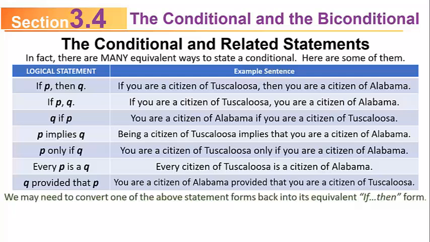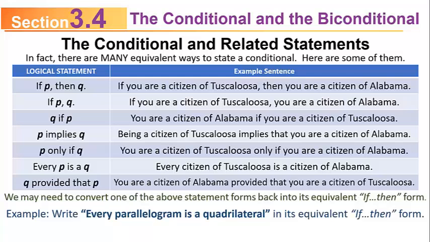In some of the problems we do, we might need to convert from one of the above statement forms back to its equivalent if-then form. So if you see any of these, you can convert them back to the original first line statement, the if P then Q type. Suppose I ask you to write every parallelogram is a quadrilateral in its equivalent if-then form. What you have to do is look back up at this chart and notice that the next to the last one is every P is a Q.